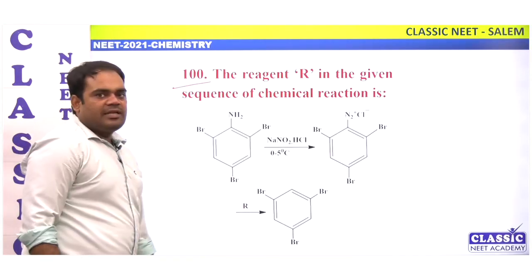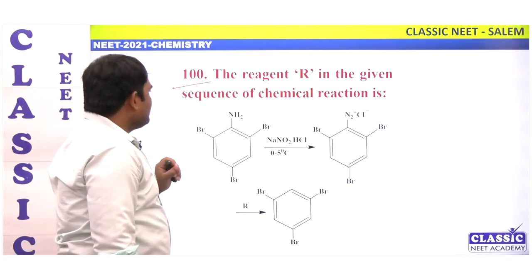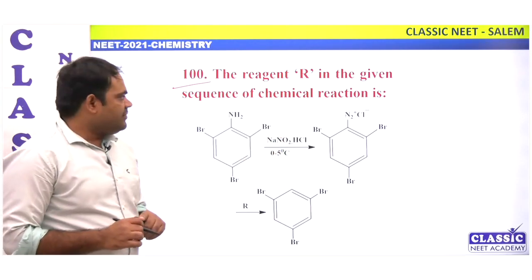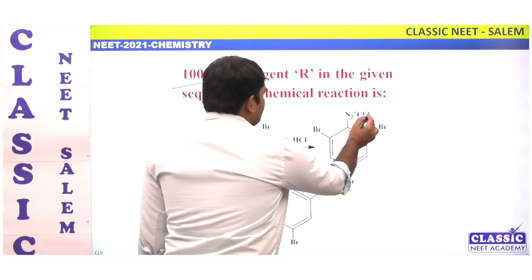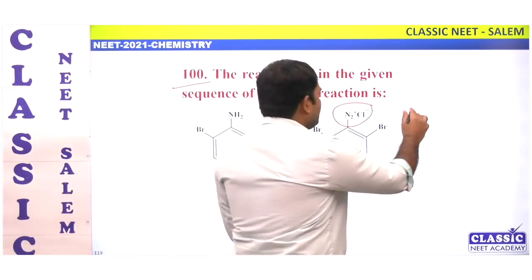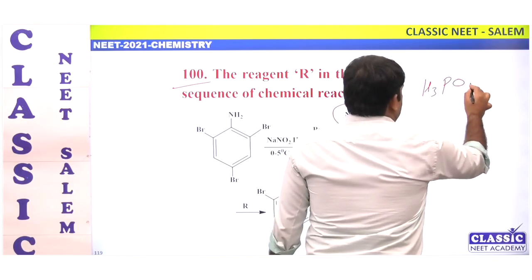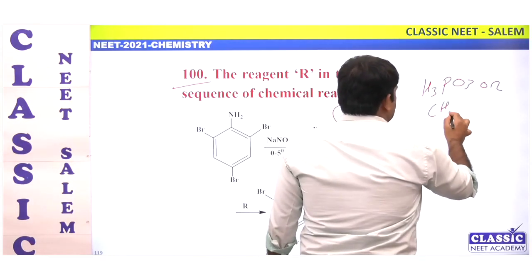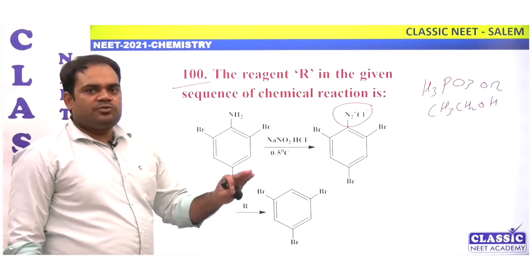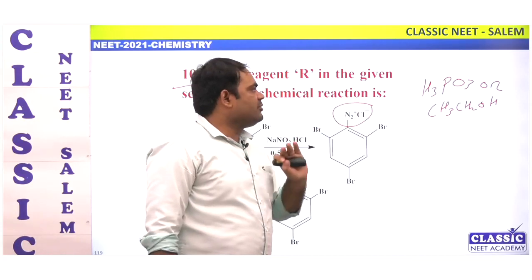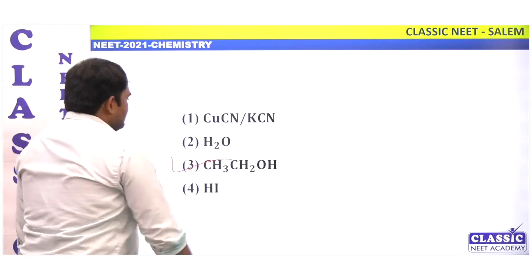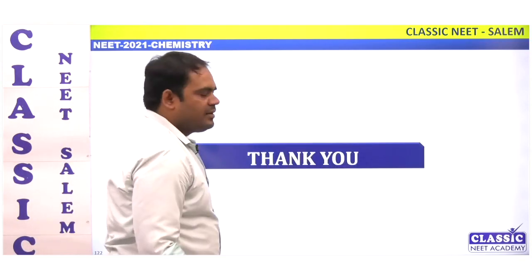Question number 100 says: the reagent R in the given sequence of chemical reactions is. Look here. Firstly the diazonium salt will form, and from that diazonium salt we want to remove this group, so we use ethyl alcohol, that is CH3CH2OH. Using either one, it is going to remove the N2Cl group, and hydrogen comes in. So which one is the correct answer among these? Third one. Thank you, students.